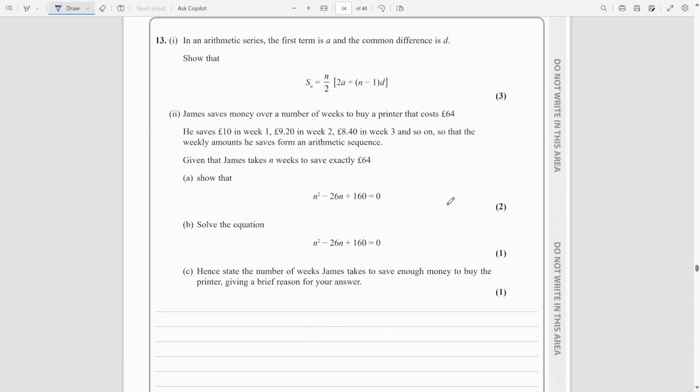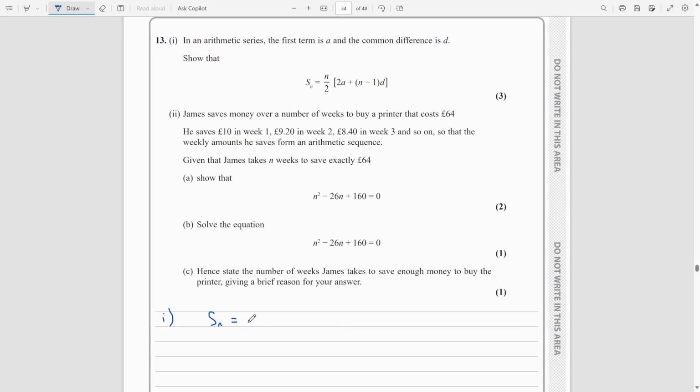Question 13. In an arithmetic series, the first term is a and the common difference is d. Show that Sn equals that. Okay, so we're just proving the sum of an arithmetic sequence formula. So here's how we do it. We say, look, what actually is the sum of an arithmetic sequence?